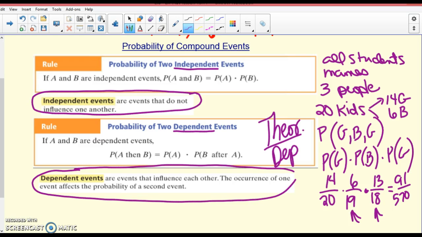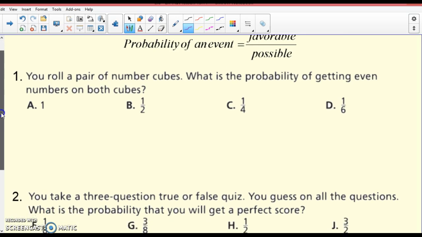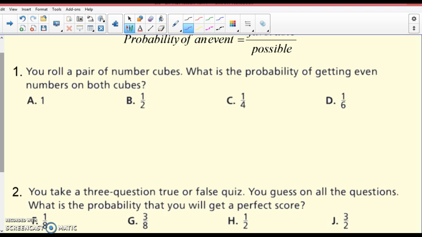All right. What do you always do to the probabilities? Add, subtract, multiply, divide. You always multiply. Let's look at a couple examples. Here we go. You roll a pair of number cubes. Number cube is a dice. What is the probability of getting even numbers on both cubes? So what am I going to do to these 2 probabilities? Everybody, multiply. So we want the probability of an even times probability of an even.